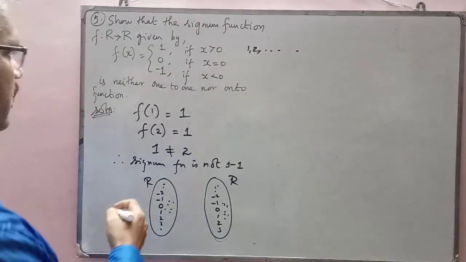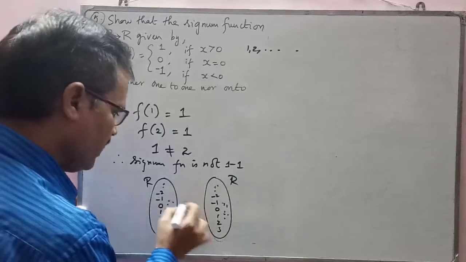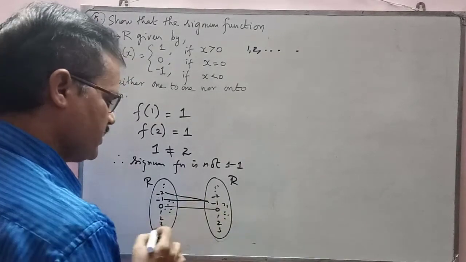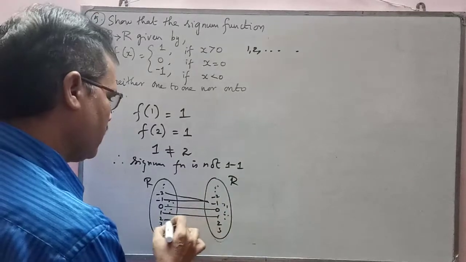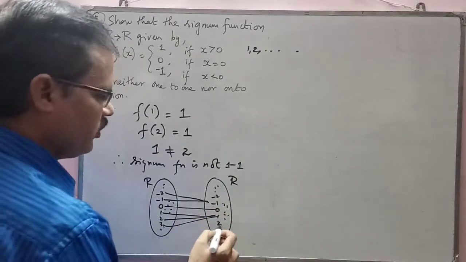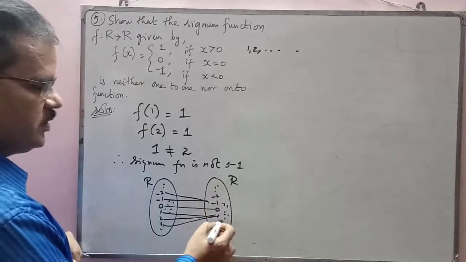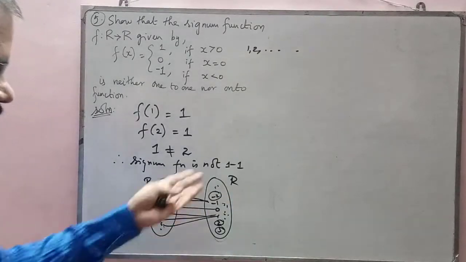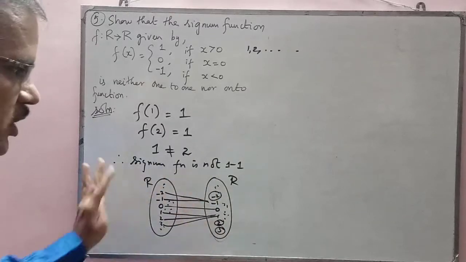Now whatever input you are going to give, if it is a negative number, it will map to minus 1. If it is 0, it will map to 0. Whatever positive number you give, it will map only to 1. So what about the remaining numbers? You can see 2, 3, 4. There are a lot of numbers left. So in this case we call it not an onto function.